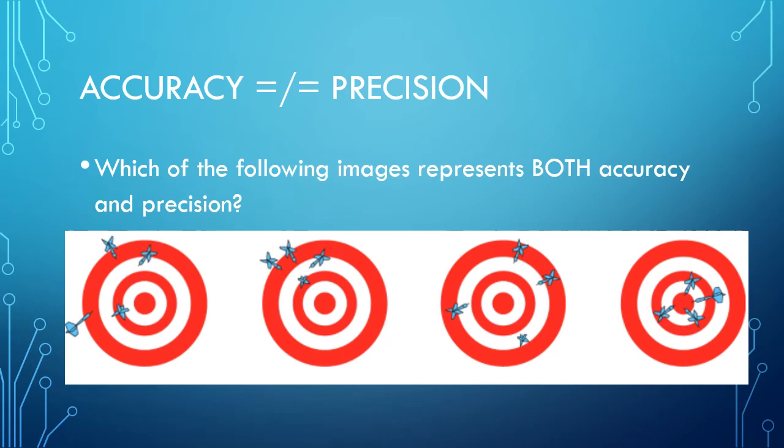A reminder that accuracy and precision are not the same thing. We identified different images to represent accuracy and precision on the previous slides. One of these images represents a situation where you have both accuracy and precision. It's the one on the far right. All of them are close to each other, so they are precise, and their average is on the bullseye because all of them are also on the bullseye. So the far right is both accurate and precise.